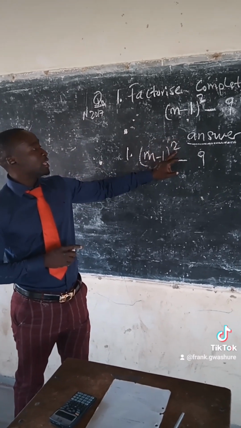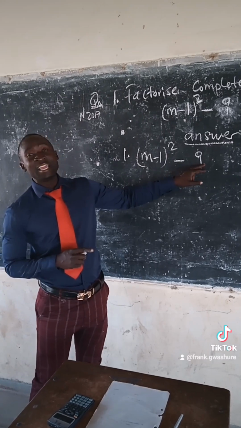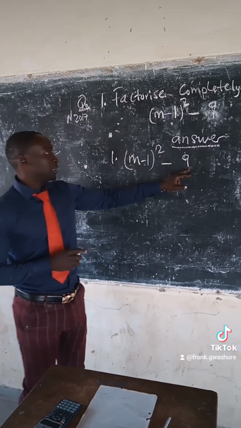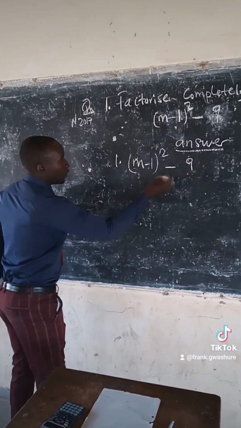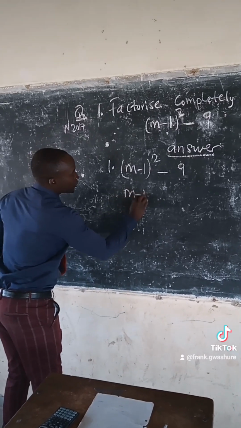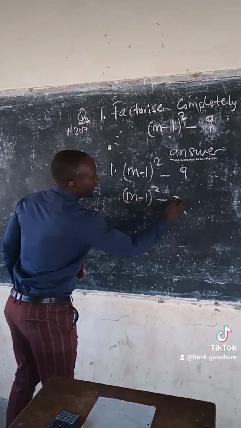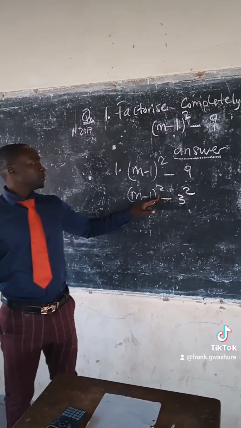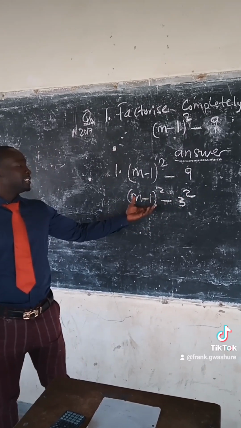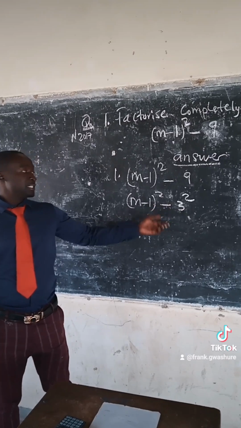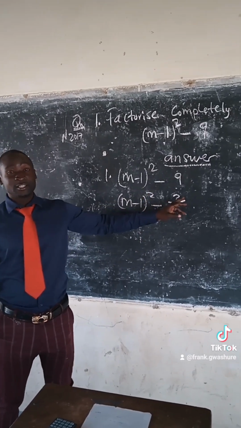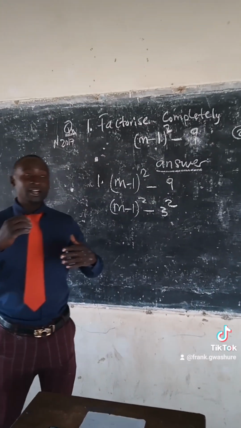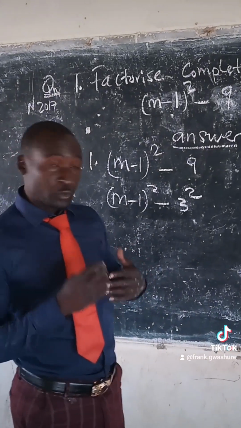So if you are having a square like this, and a perfect number like this one, 9 is a perfect square. Why? Because this can also be written as 3 squared. So we have created a scenario whereby this term and this term are subtracting each other and they are squares. So this is a scenario whereby we are factorizing an expression that is a difference of two squares.